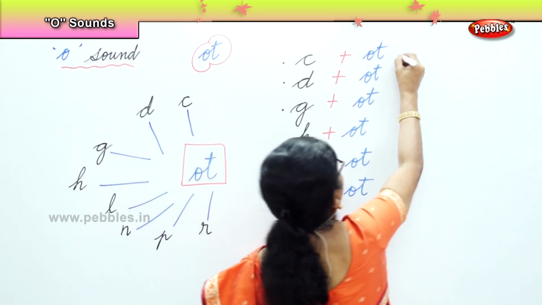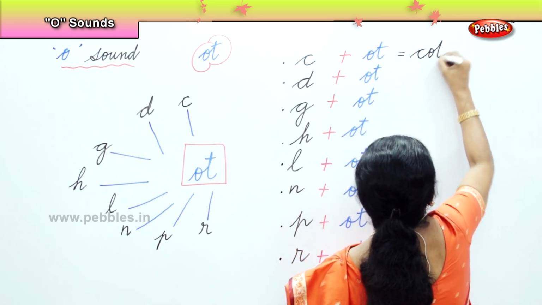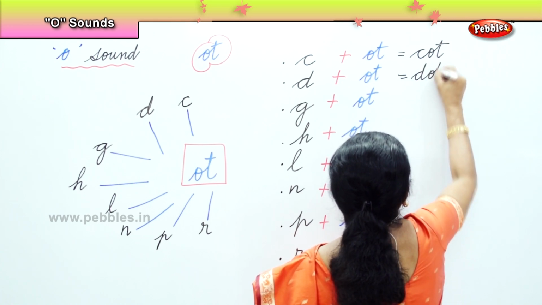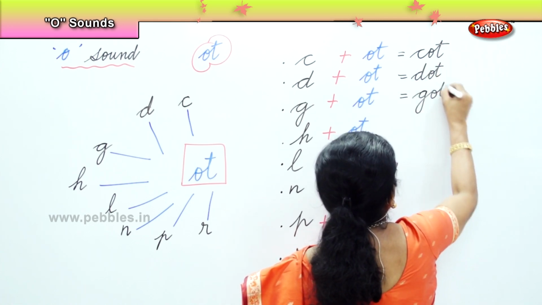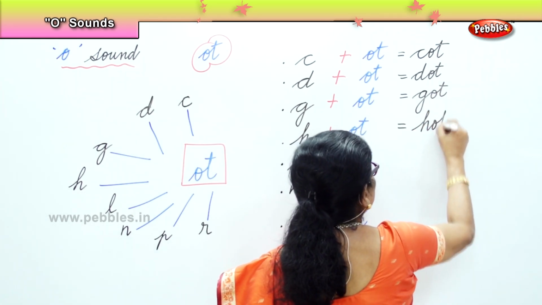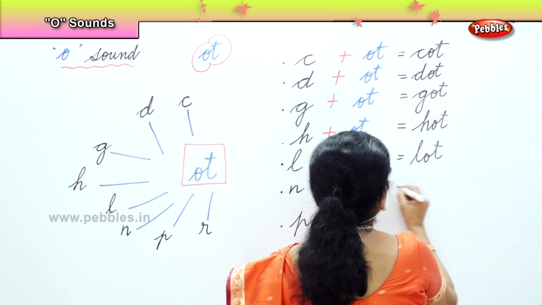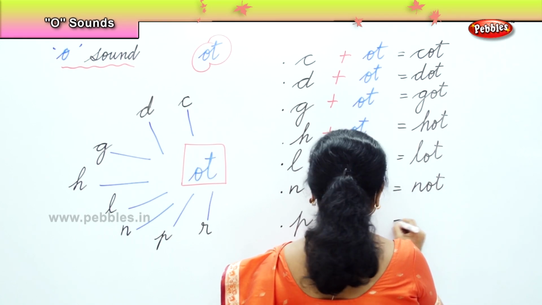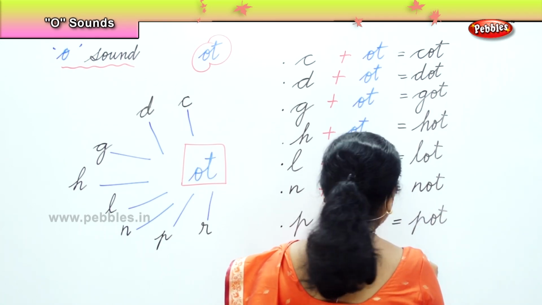What's that new word? K O T, cot, very good. Dot, G, got. Hot, lot, not, pot, and rot.